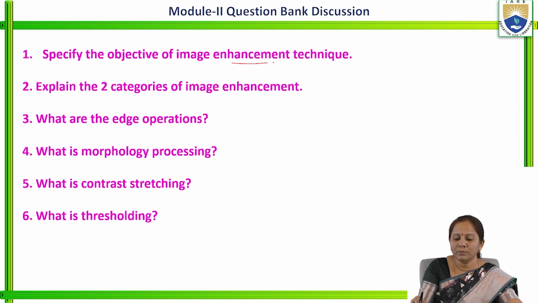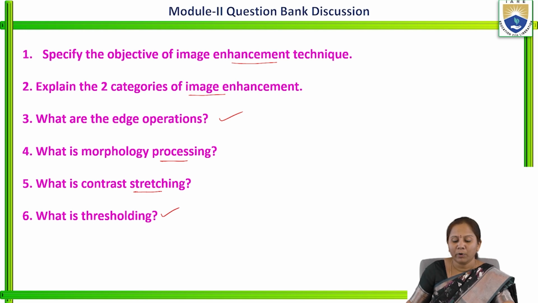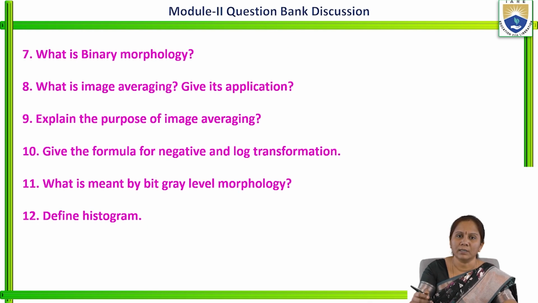Like specify the objective of image enhancement technique. What is the objective of image enhancement? Why we need to go for image enhancement? Explain the two categories of image enhancement. What are the edge operations? And what is morphology processing? And what is contrast stretching? And what is thresholding? So all these are some important terms that we will use in all the modules.